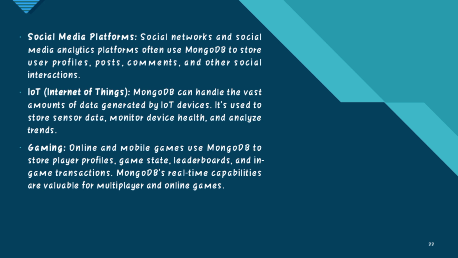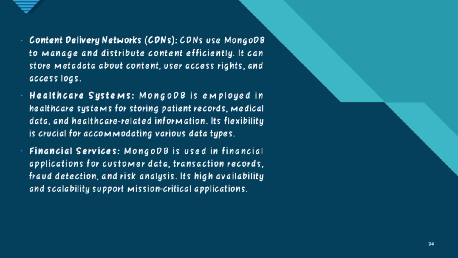Gaming. Online and mobile games use MongoDB to store player profiles, game state, leaderboards, and in-game transactions. MongoDB's real-time capabilities are valuable for multiplayer and online games. Content Delivery Networks (CDNs). Content delivery networks use MongoDB to manage and distribute content efficiently. It can store metadata about content, user access rights, and the access logs.